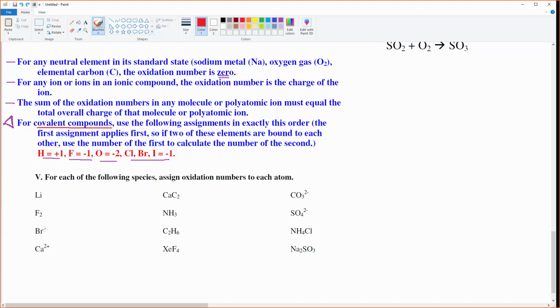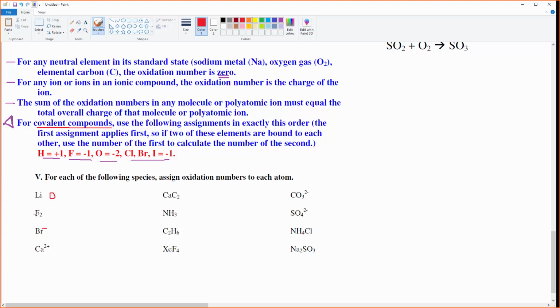See down here how I showed a charge on this bromine, showed a charge on the calcium. So if it formed an ion, it would be a +1 ion, and the lithium ion would have an oxidation number of +1. But the lithium element, because it's a neutral element in its standard state, all by itself, has what oxidation number? Yeah, 0. Perfect.